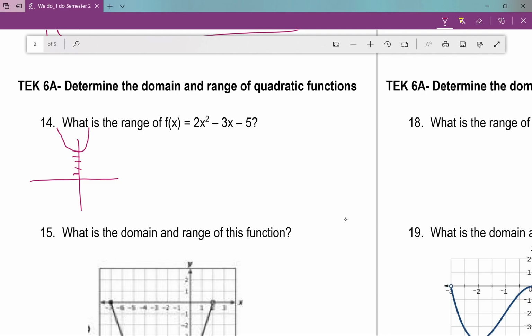Oops, did it backwards. Graphing this on our calculator, we know it will look something like this, because we know that negative 5 is our y-intercept. So once you graph it on your calculator, all you need to find is that vertex point. And we notice that our y value on that vertex point is negative 5. So since our graph is above that negative 5, we know the range is going to be y is greater than or equal to negative 5.